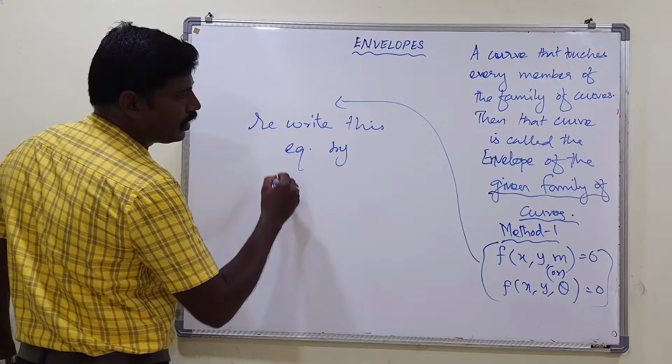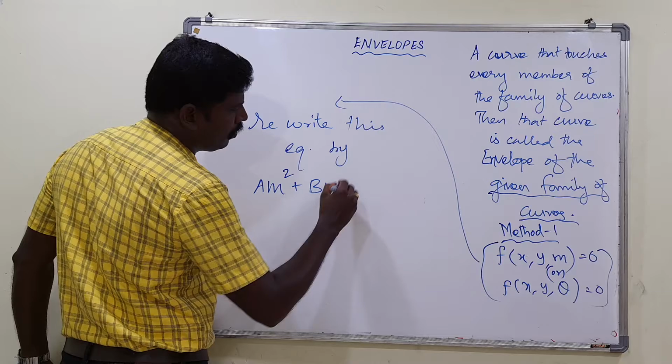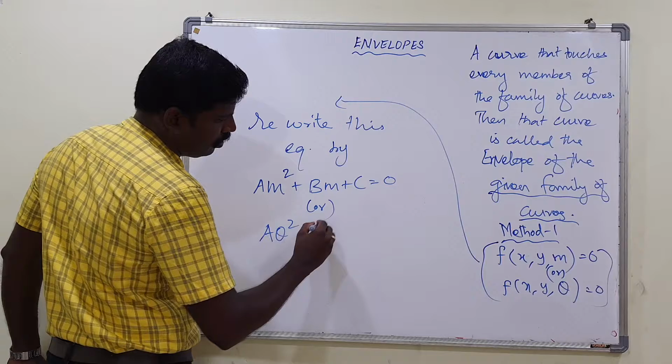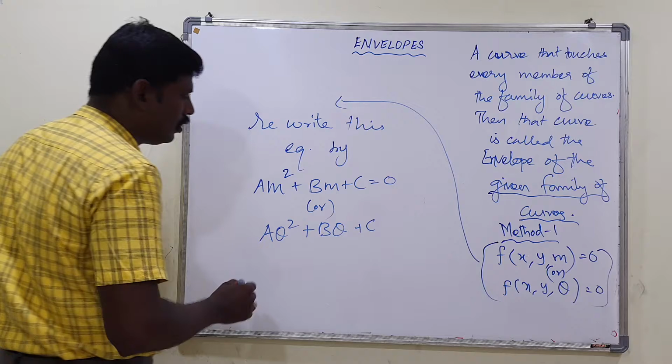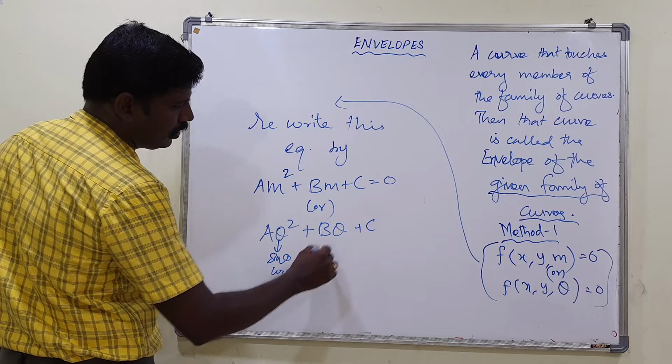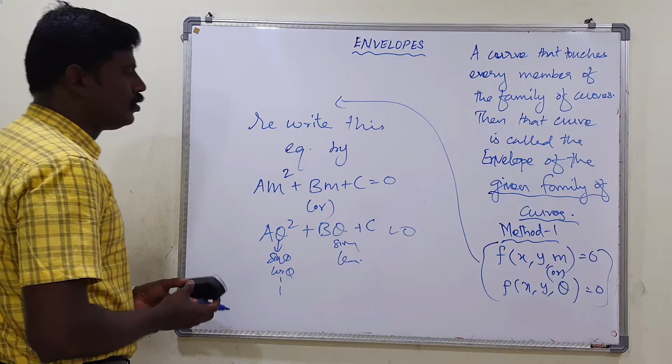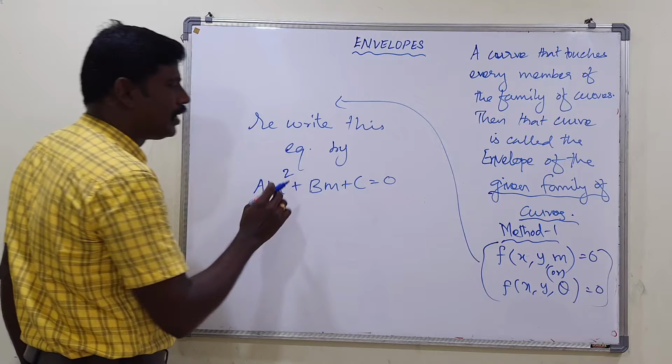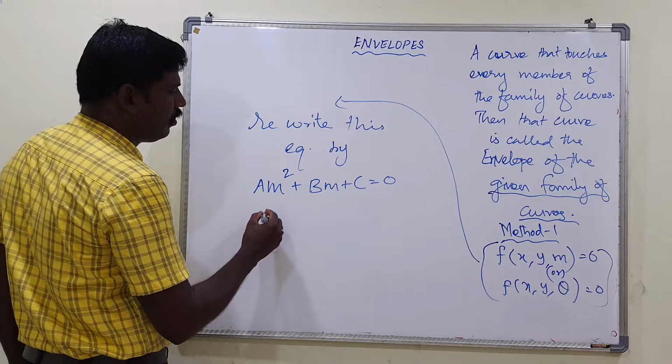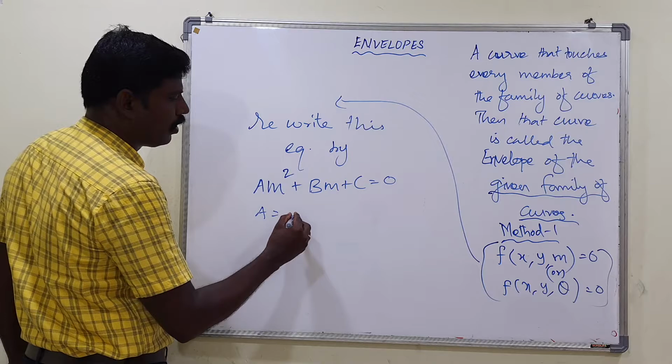For m: a m square plus b m plus c equal to 0, or a theta square plus b theta plus c. Okay, theta may be sine theta, cos theta, etc. Right, so we can convert it. The given equation can be rewritten as a quadratic equation in parameters. From this quadratic equation we can find the value of a, that is the coefficient of m square, b the coefficient of m, and the constant value c.